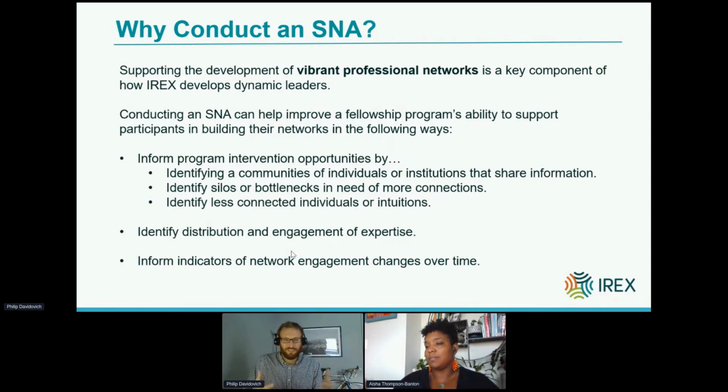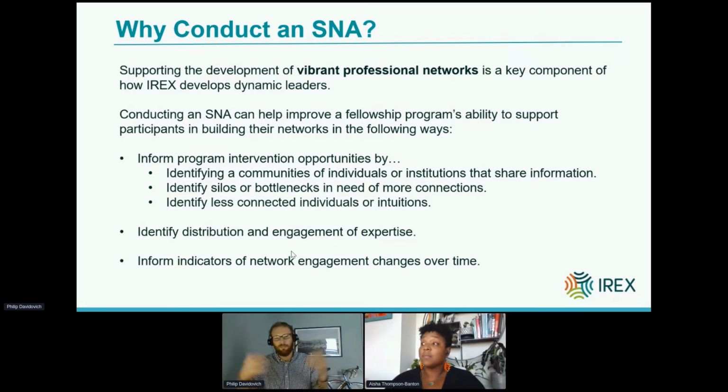For fellowship programs, it's very important to understand how your program might be contributing to a growing network of professionals, and what those ripple effects might look like. So at a very baseline level, these provide very meaningful metrics that you can use to hold yourself accountable year after year.